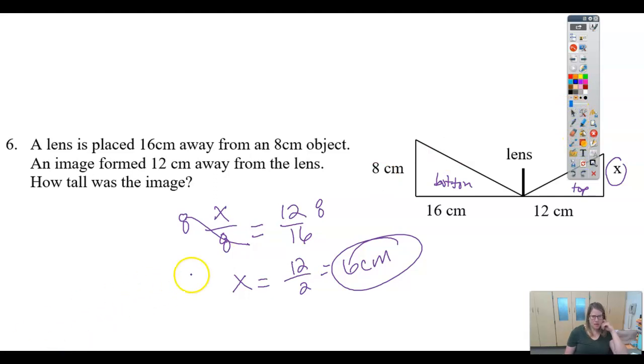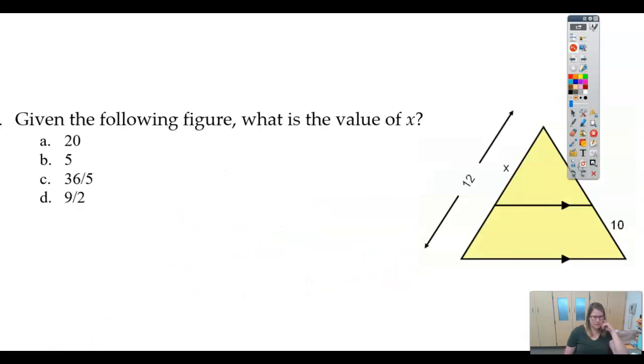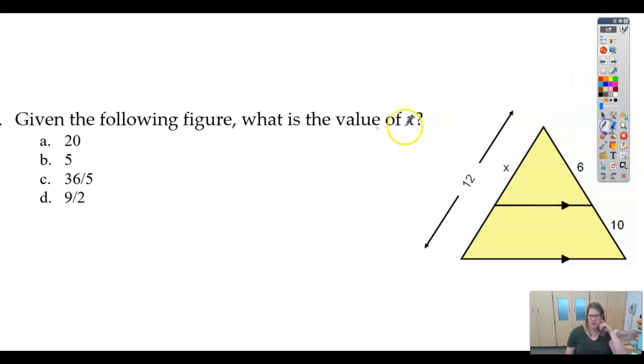Okay. Whoops. Thought I skipped ahead. Okay, let's try this one. All right, given the following figure, what is the value of x? So we're looking for the side length that goes from here to here. Okay.